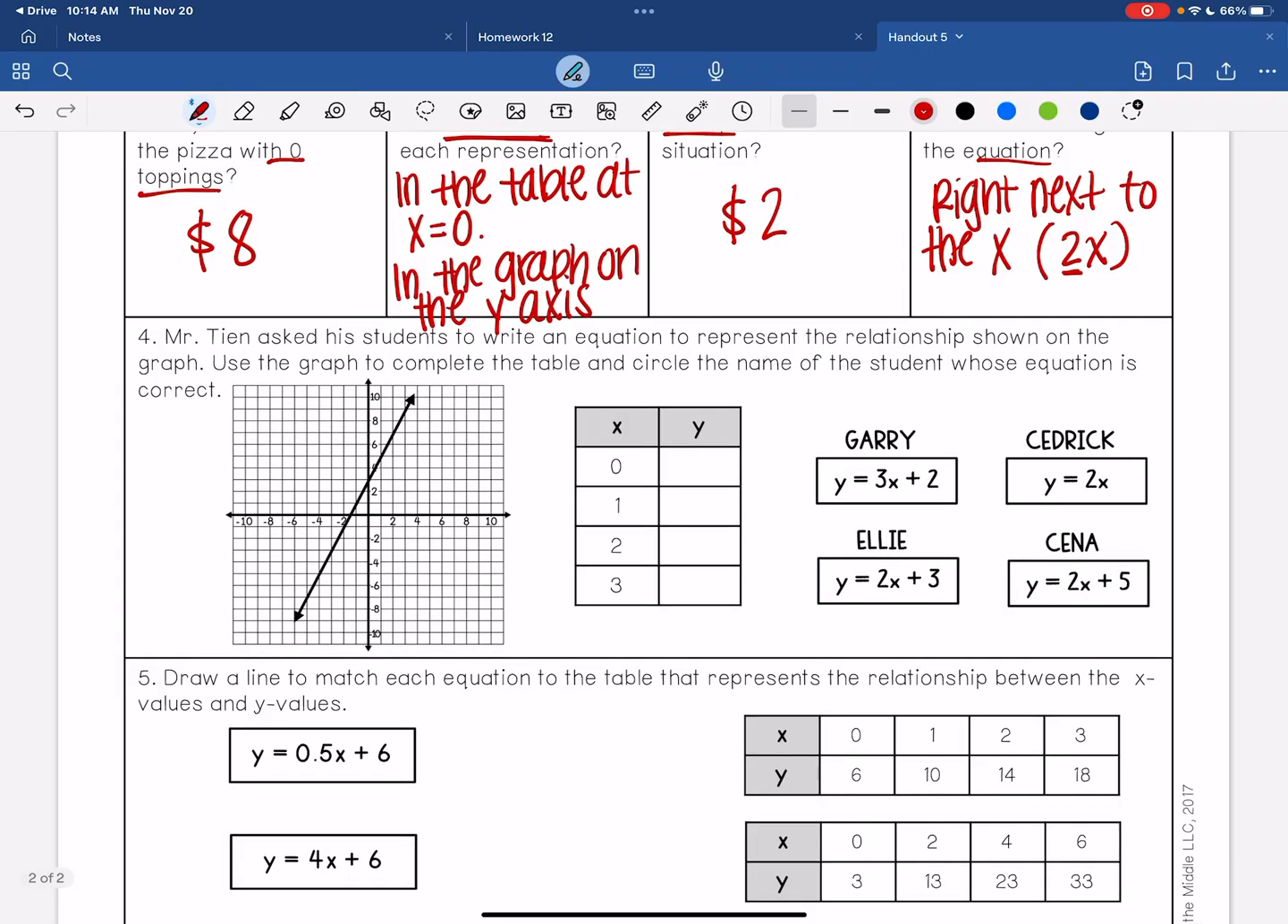Couple more. Number 4, this is another question that's having us compare graphs, tables, and equations, which are the 3 different ways you can, these are called multiple representations, because you can represent a linear relationship with a graph, a table or an equation. So that's why it's called multiple representations. So Mr. Teen asked his students to write an equation to represent the relationship shown on the graph. We're going to complete the table and figure out who did it correctly.